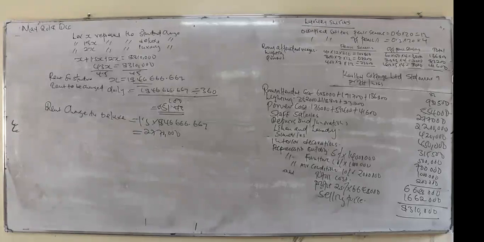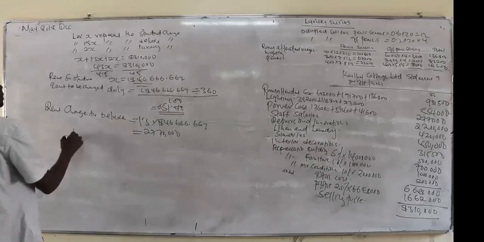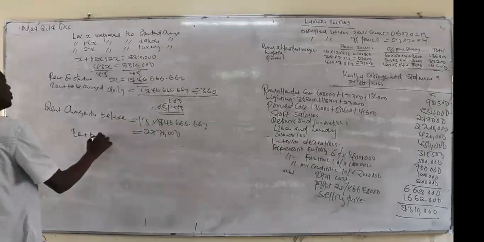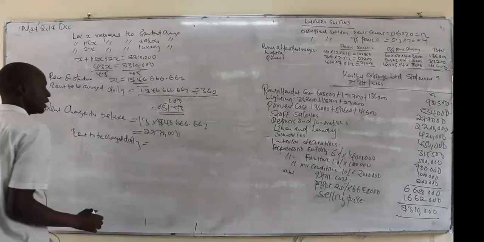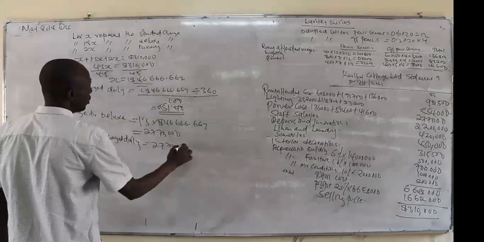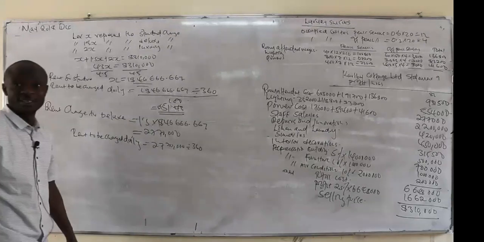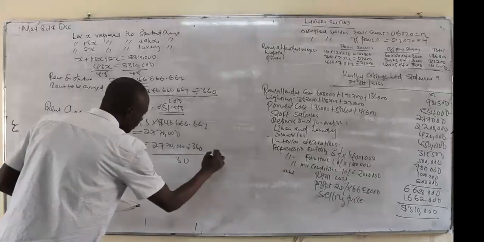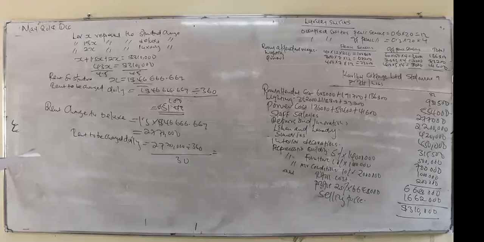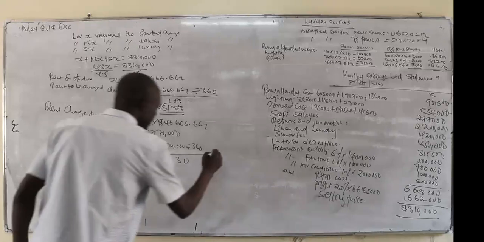And then now the rent to be charged daily. So it's going to be this amount. You divide by 360, and then you divide by the number of rooms. How many rooms do we have for deluxe? 30, isn't it? So we divide that one and then we get that figure there, 256.48. So this one is going to be shillings 256.48.